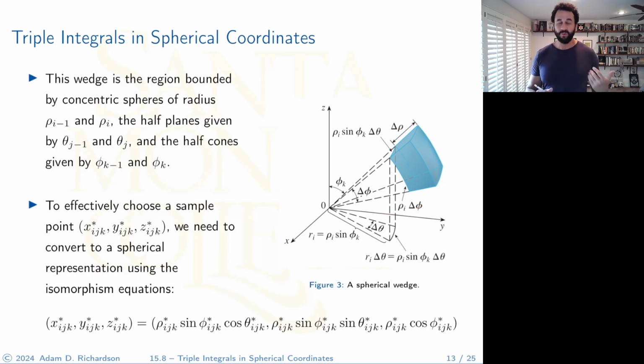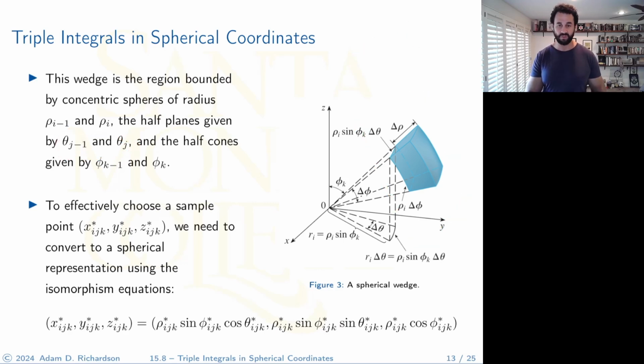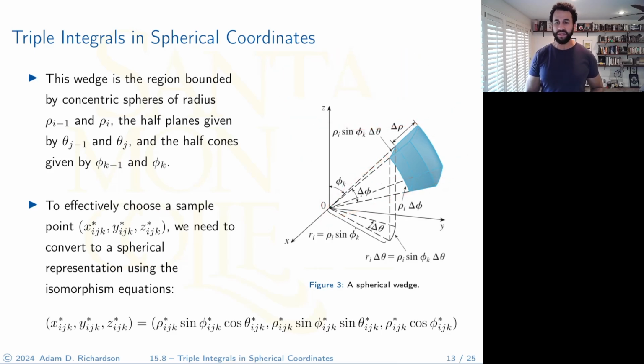What is this wedge like pictorially, or even more descriptively? It's the region that's bounded by concentric spheres of radius rho sub i minus 1 and rho sub i. It's also bounded by the half planes given by theta sub j minus 1 and theta sub j, and the half cones given by phi sub k minus 1 and phi sub k. So you can imagine like that. Hopefully that helps a little bit, but just imagine a bunch of spheres and then slicing the spheres almost like an orange and then slicing them at an angle as well, and that'll give you one of these spherical subwedges.